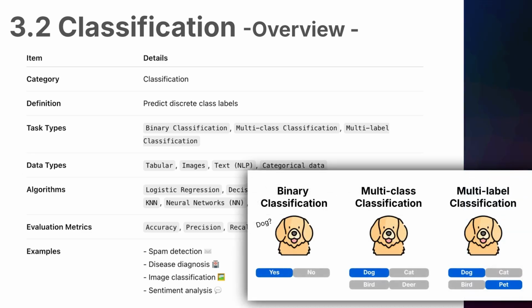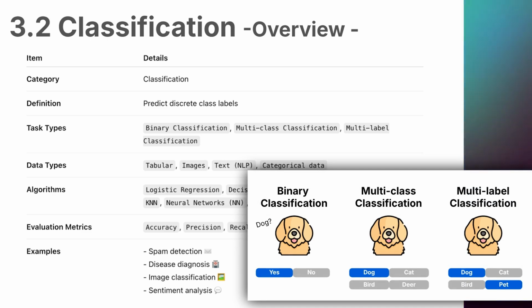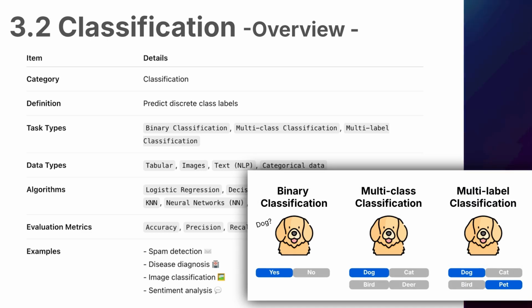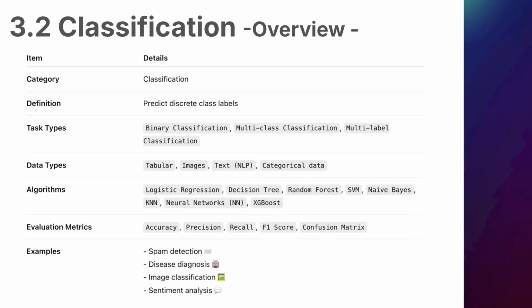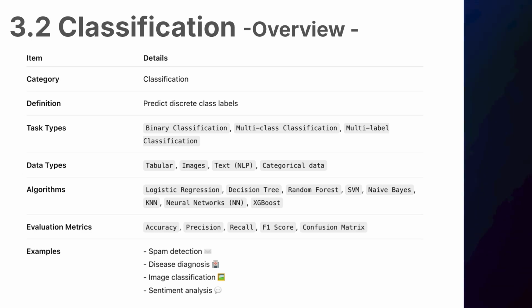Binary classification deals with two possible classes. Simply, it can be answered yes or no. Multi-class classification involves three or more possible classes, like classifying multiple animal types. Multi-label classification allows an instance to belong to multiple classes at the same time, like a dog tagged as both dog and pet. Classification can be applied to various data types, including tabular data, images, text data, that's NLP tasks, and categorical data.